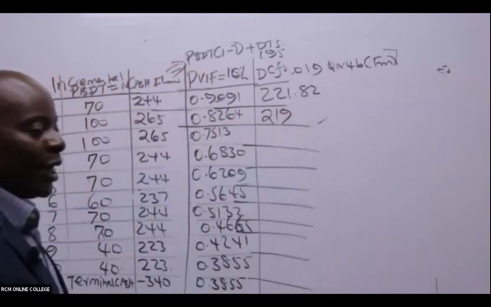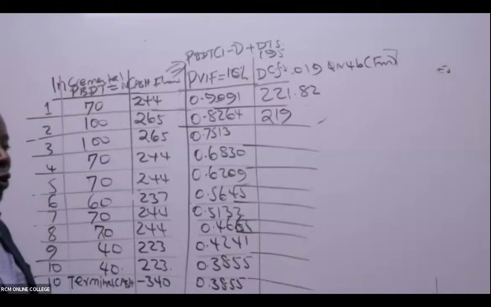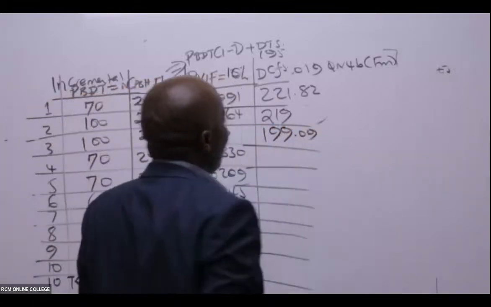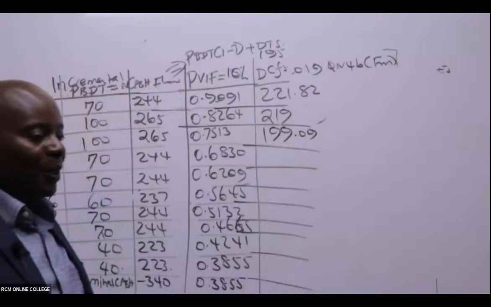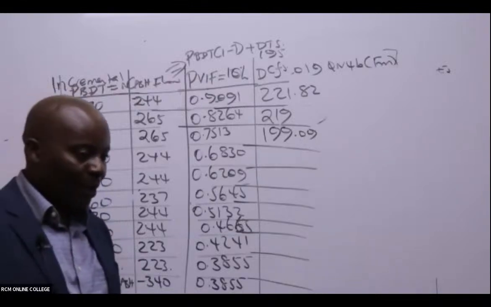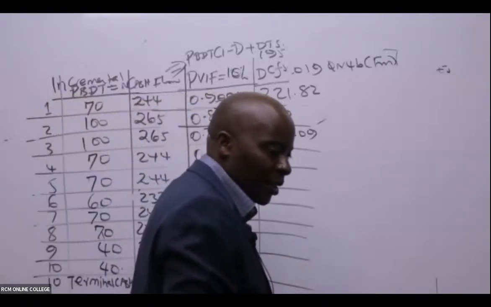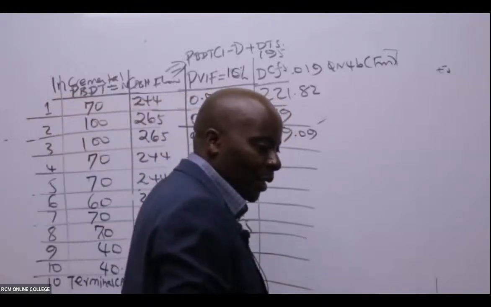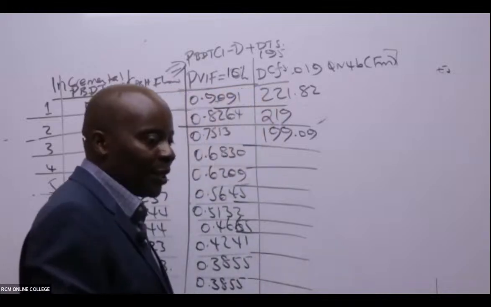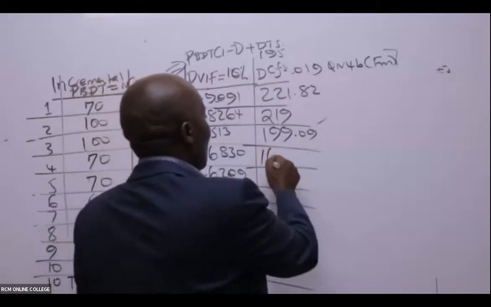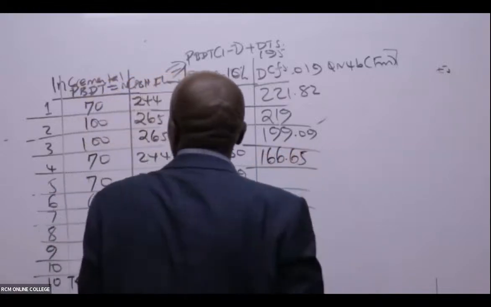Then you go to year number 3. Year number 3, we have 199.09. Then we go to year number 4. Year number 4, what do we have? 166.65. I don't know. Then we go to year number 5.